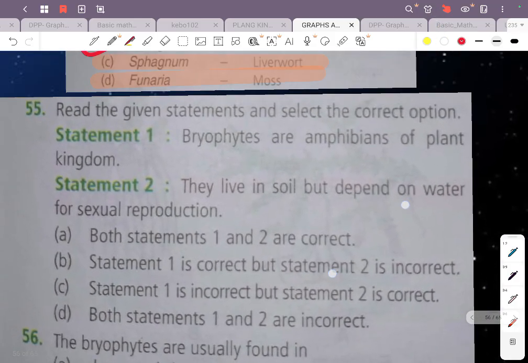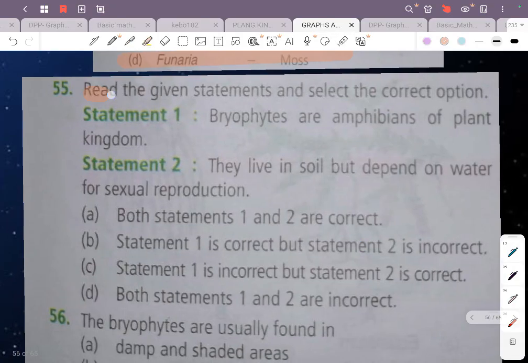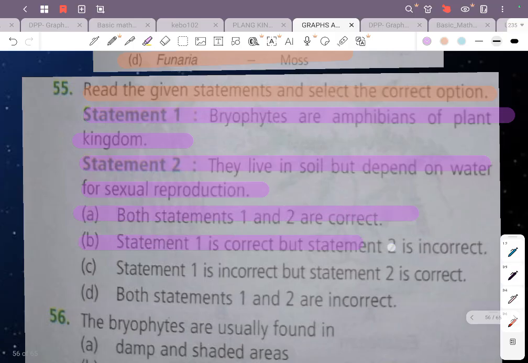The next question that we have on our screens is: read the given statements and select the correct option accordingly. Statement 1 says bryophytes are amphibians of the plant kingdom, right? And statement 2 says they live in soil but they are dependent on water for sexual reproduction. Now, is it A, both statements 1 and 2 are correct? B, statement 1 is correct but statement 2 is incorrect? Option C, statement 1 is incorrect but statement 2 is correct, or option D, both statements 1 and 2 are incorrect? What do you think?